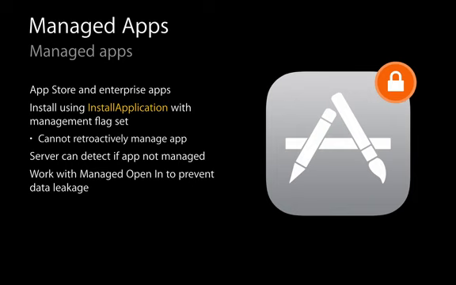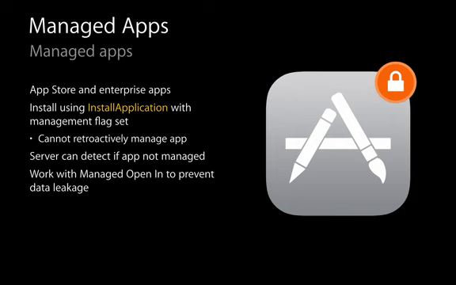Managed apps work with Managed OpenIn, a new feature in iOS 7, to help, again, prevent data leakage from managed apps to unmanaged apps. So that if you have a particular app that has sensitive documents, you can treat it as managed, turn on Managed OpenIn, and then users will not be able to open those documents in other apps like, well, I won't name any.